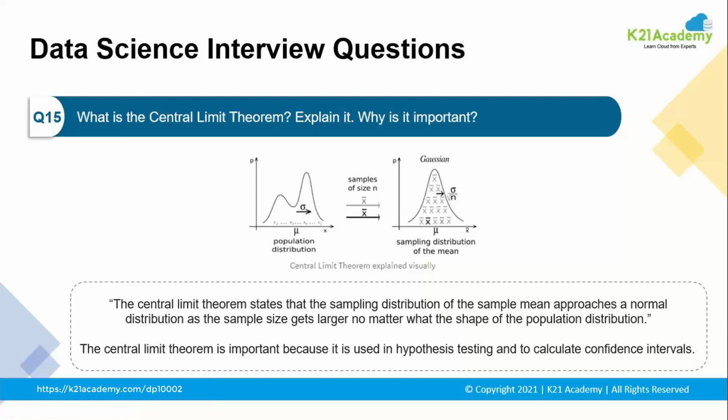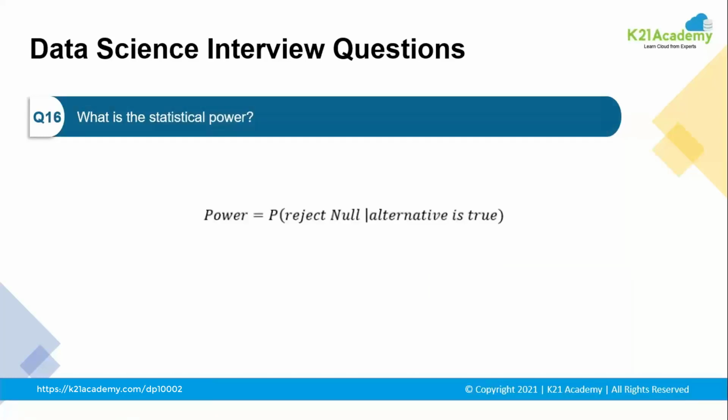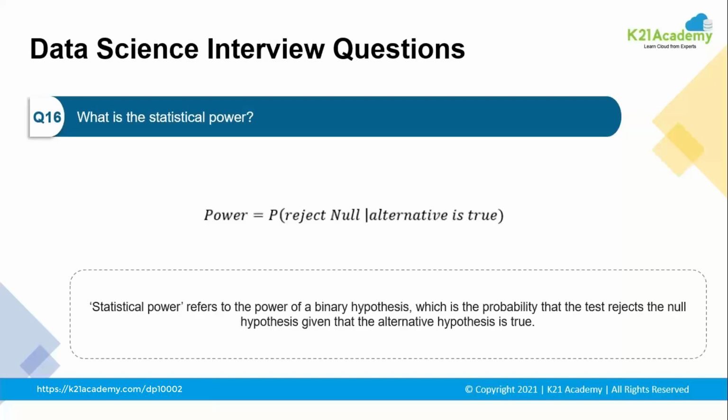So moving on to the next question, what is statistical power? This is not the power of, let's say, x squared or something. Statistical power refers to the power of a binary hypothesis test, which is the probability that the test rejects the null hypothesis given that the alternative hypothesis is true.